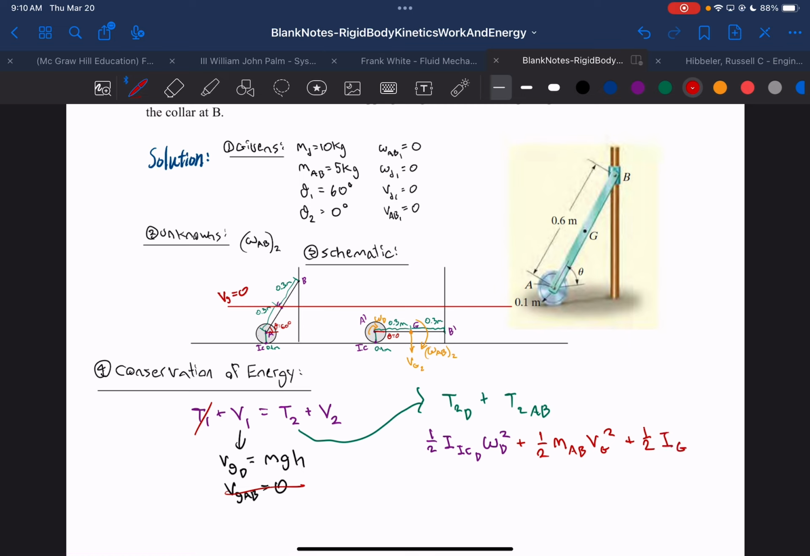Yeah, we can do it about point G. About my point G. Yeah, about my point G. I think it's about point A. I'm not sure. We'll get to it. Omega squared, right? Of AB in state 2. Is it good up to now? Do we understand up to now?